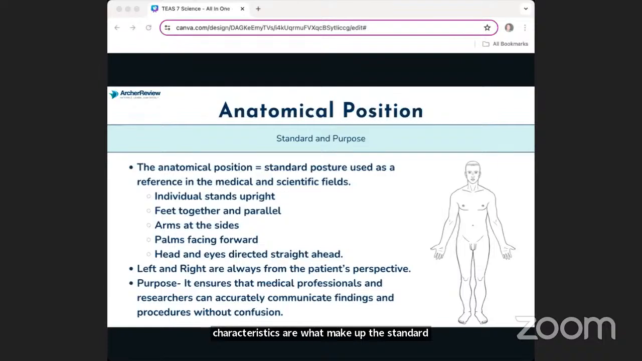The left and the right are always from the patient's perspective. And the purpose of this is to ensure that medical professionals and researchers can accurately communicate findings or carry out procedures without that confusion, without being that nurse in the OR that's, okay, whose right, the patient's or mine? We now know that it's always from the patient's perspective.